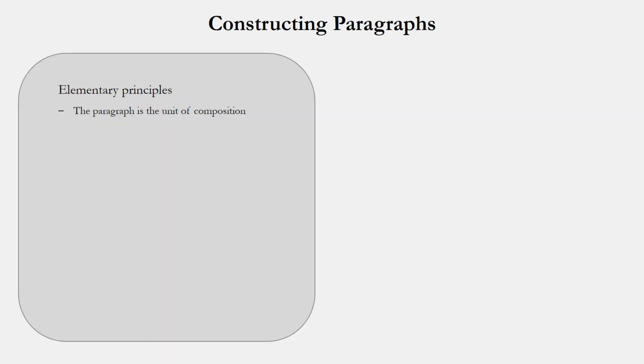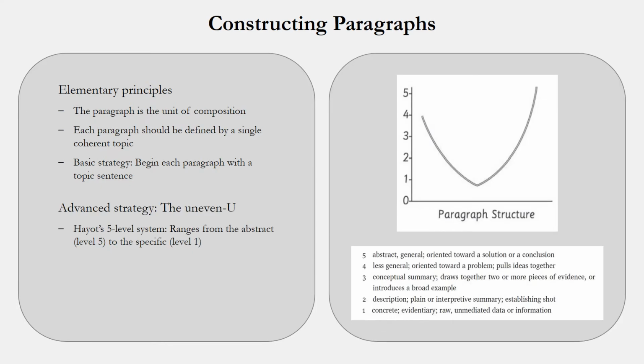Now let's move on to the elementary principles of paragraph construction in scholarly writing. As the basic unit of composition, make sure that each single paragraph is defined by a single coherent topic. A rudimentary strategy is to begin each paragraph with a topic sentence in order to aid and provide a signpost for the reader, who should never be lost at sea searching for the topic. Of course, you don't always have to start each paragraph as such, but really the key lesson here is that the topic of the paragraph should be clear, unambiguous, and fully evident.